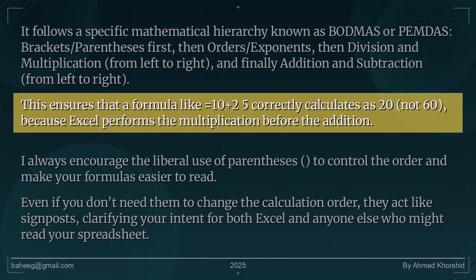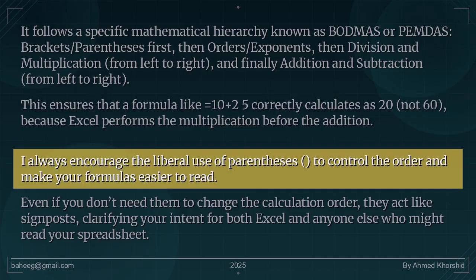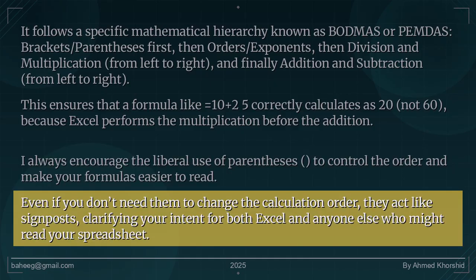This ensures that a formula like equals 10 plus 5 times 2 correctly calculates as 20, not 30, because Excel performs the multiplication before the addition. I always encourage the liberal use of parentheses to control the order and make your formulas easier to read. Even if you don't need them to change the calculation order, they act like signposts, clarifying your intent for both Excel and anyone else who might read your spreadsheet.